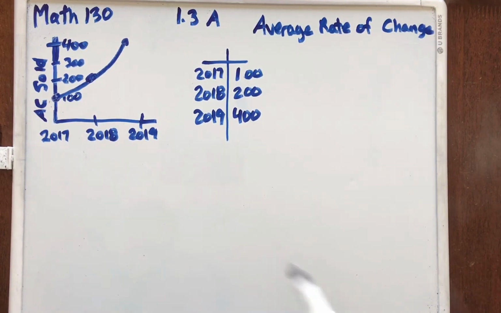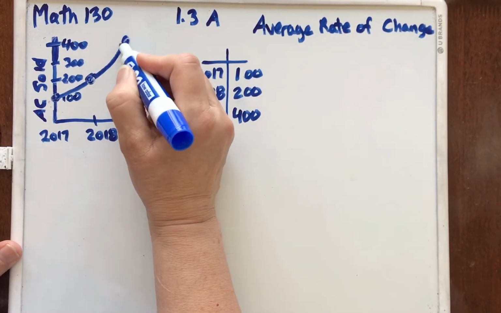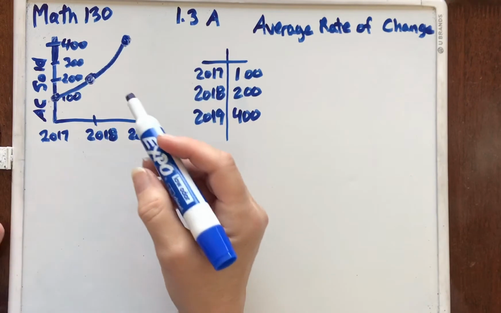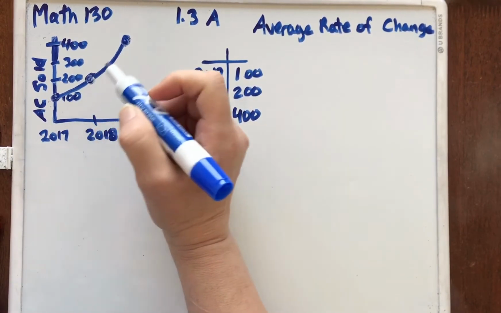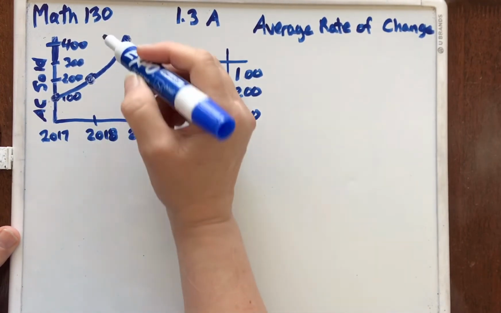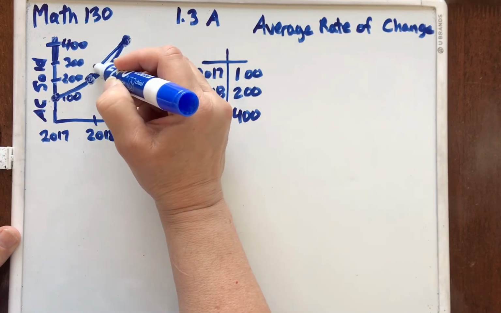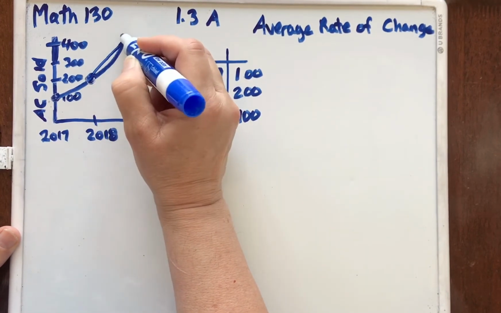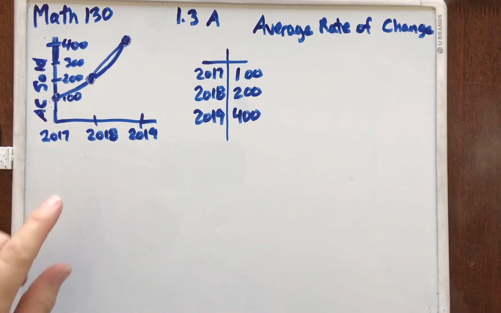For example, let's look at 2018 and 2019. Even though we can't calculate exactly, at least not at this point, we can say between 2018 and 2019, we're going to connect those points in a straight line and find the slope of that line, and that'll give us the average rate of the air conditioners sold. Okay, so let's do that.